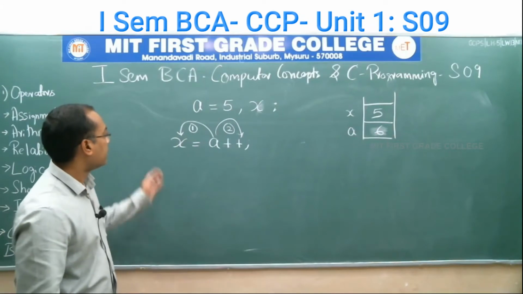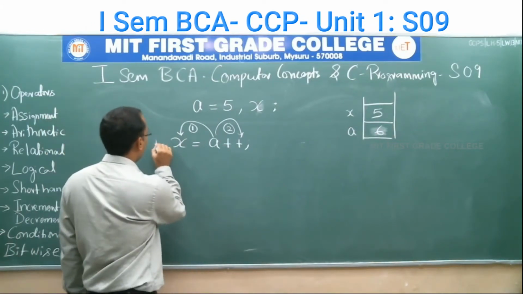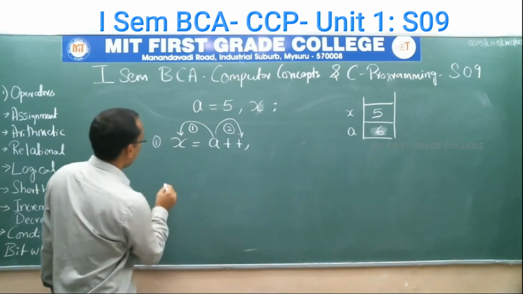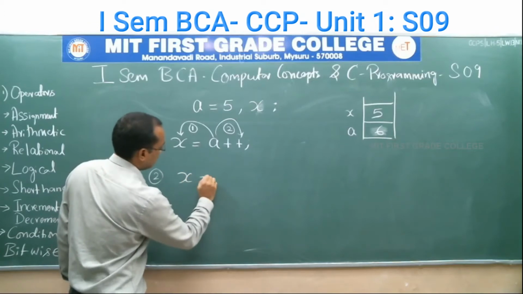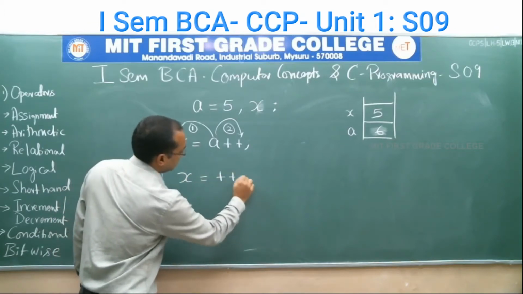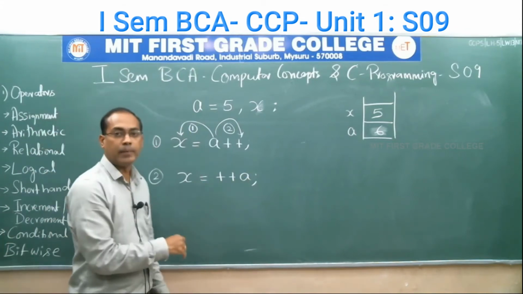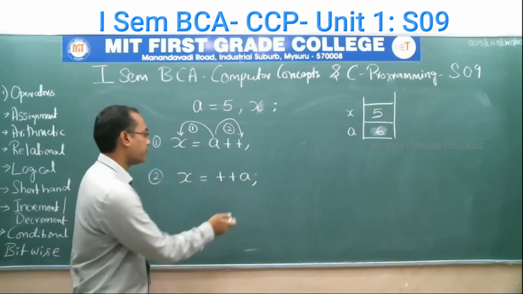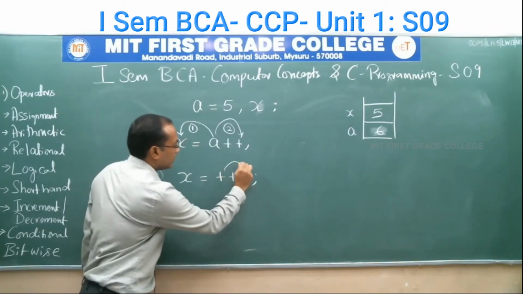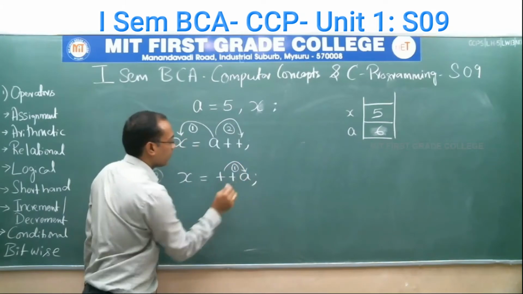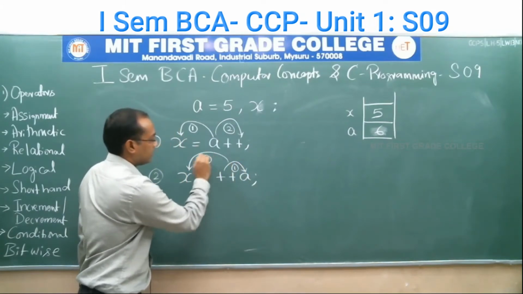Did you understand? Now we will see how pre-increment works. This was the example for post. Now we will take pre-increment. X is equal to plus plus A. In this case, it is a pre-increment. So in this case, first increment the value of A and then assign it to X.